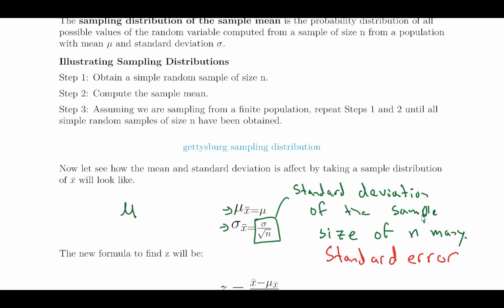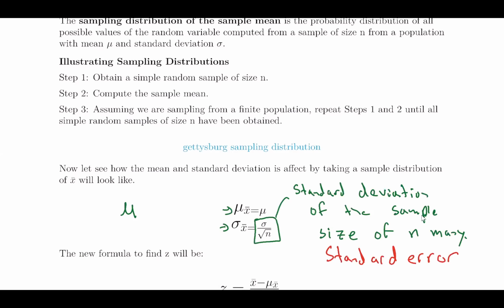Because think about it, a bigger sample size should be more accurate. If you remember for standard deviation, the smaller it is, the more accurate it is. So in this case, if I get a bigger sample size, that means my standard deviation of x bar should be going smaller and smaller. So the bigger the sample size is, the smaller the standard deviation of x bar, or your standard error, should be getting.